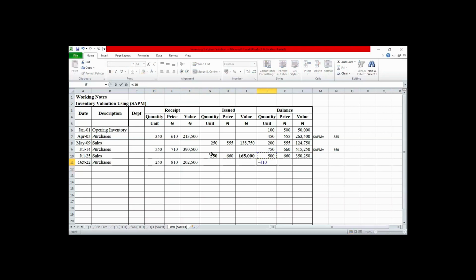We have 500 before, plus 250, we have 750 again. Then this is equal to the value 350,250 plus the new value. What we have is 552,750. Then we will determine our new price. This is equal to what?